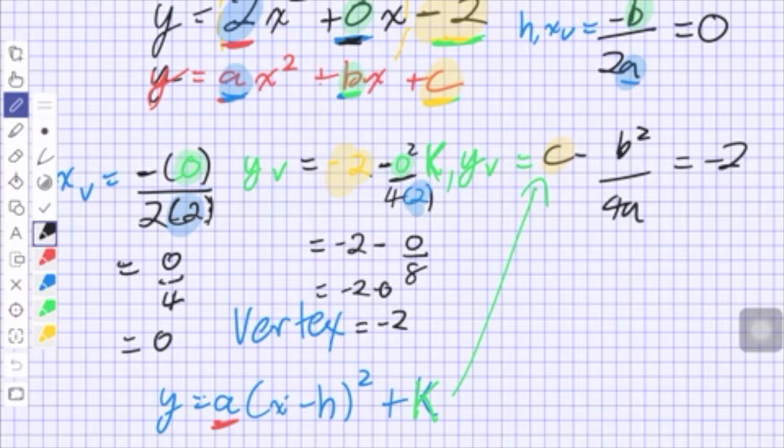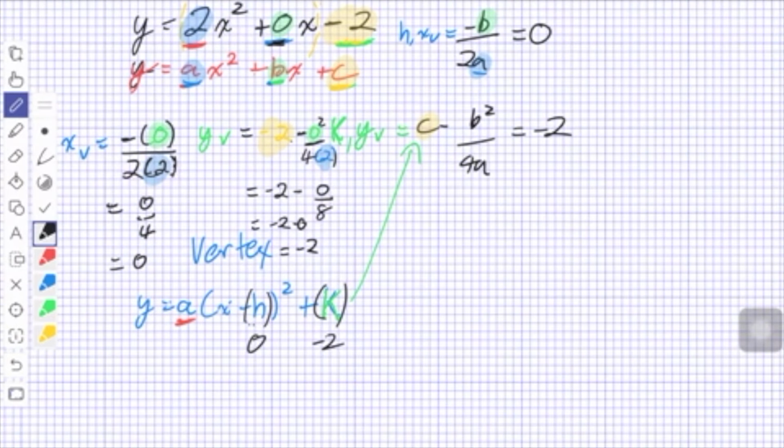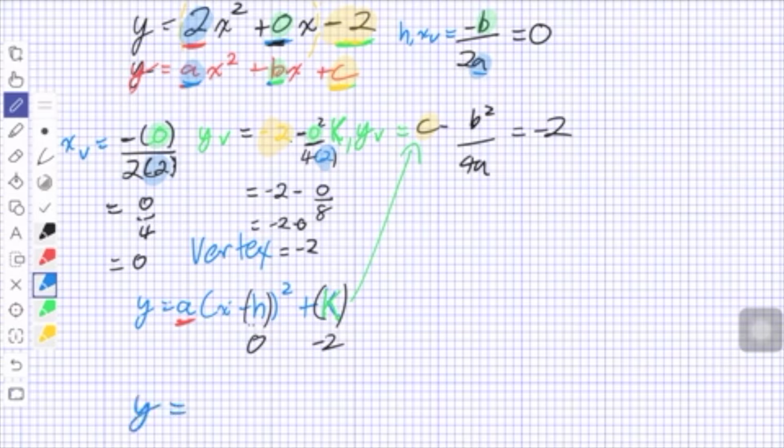Our h, this value here, we're going to replace with the number 0. And our k, that number there, is going to be replaced with negative 2. So our vertex form, we'll rewrite it. y is equal to, remember it's still the number 2, it never changes no matter what we do there, times x minus 0 squared plus, and because it's negative 2, I don't need to write plus negative 2. I can just write it as subtract 2. So here's our vertex form.